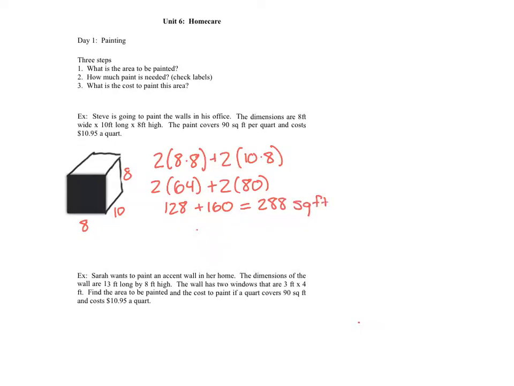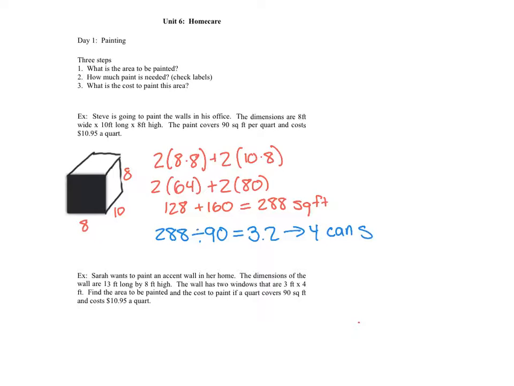In the problem, it said how much paint we needed. It says paint covers 90 square feet per quart. So we are going to divide the number of square feet that we need by 90 to figure out how many cans we need. So we're going to get 3.2. I can't buy 3.2 cans of paint, so I'm going to need to get 4 cans.